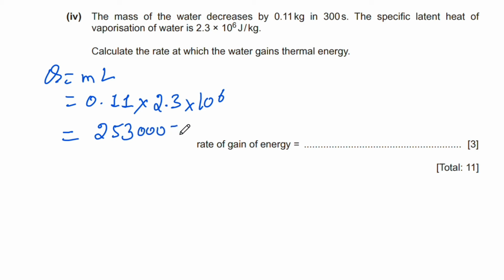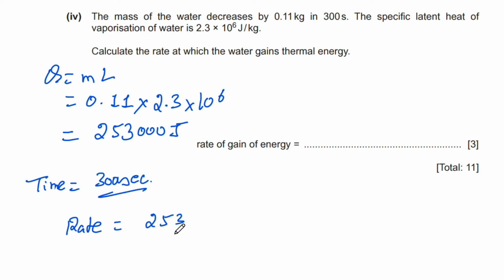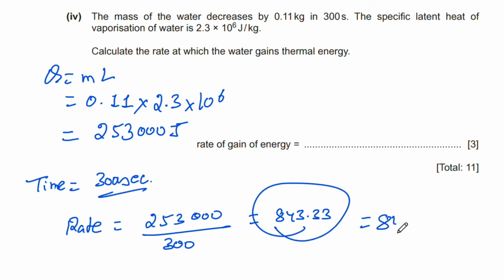But what we have to do is find the rate. So 253,000 joules, and we know that the time is 300 seconds. In order to calculate rate, it is the total energy divided by time. So it's 253,000 divided by 300 seconds, which is actually 843.33. You can round this off to 840 watts. That is 840 watts. That's the answer.